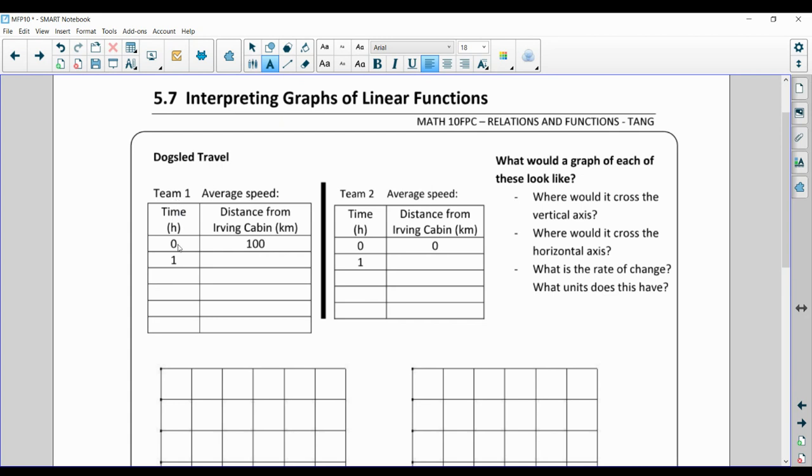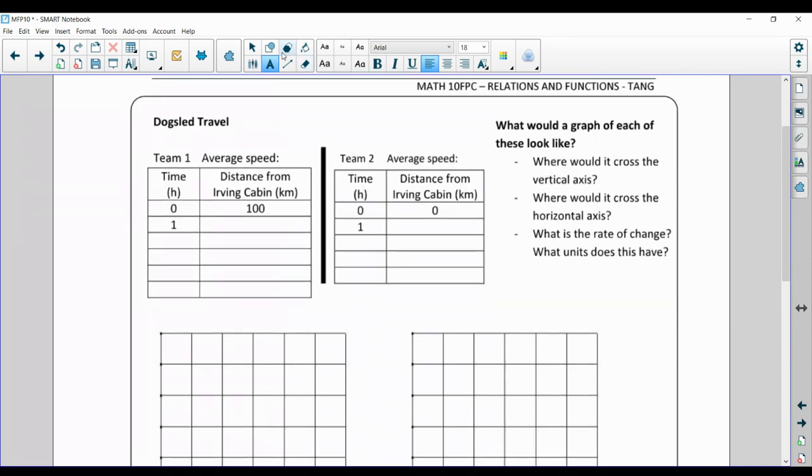Team 1, after 0 hours, is starting 100 kilometers away from a cabin. After 1 hour, we're going to say that they're 80 kilometers away. So I'm going to give you the rest of the information to fill out here. After 2 hours, they're 60 kilometers away. After 3 hours, they're 40 kilometers away. After 4 hours, they're 20 kilometers away. And after 5 hours, they're 0 kilometers away, which means they must have been traveling back toward the cabin.